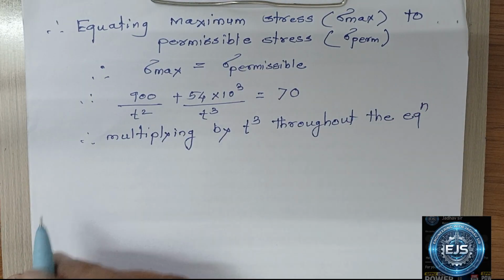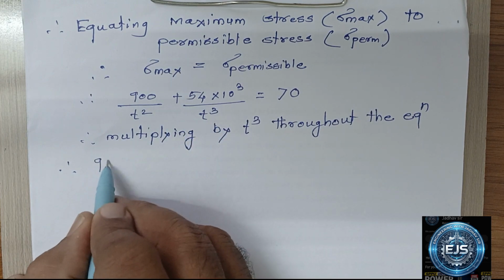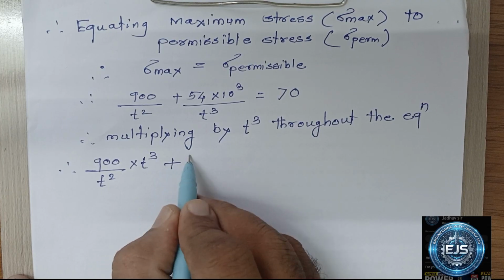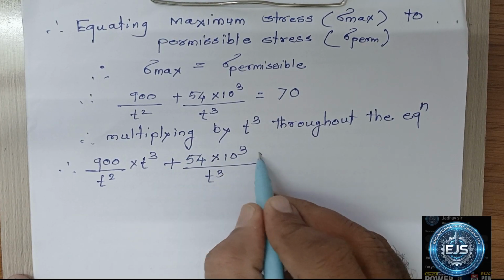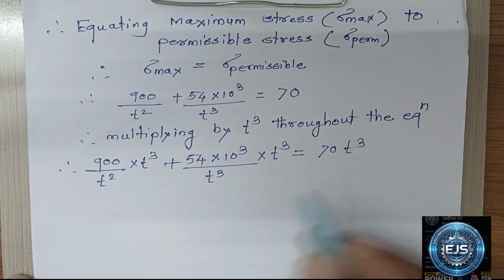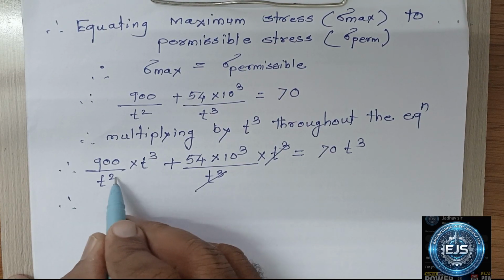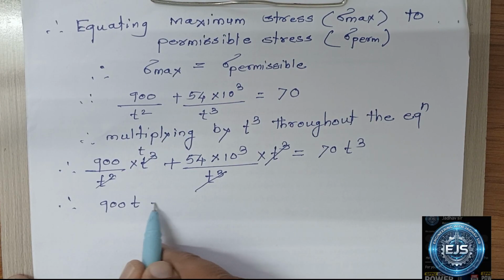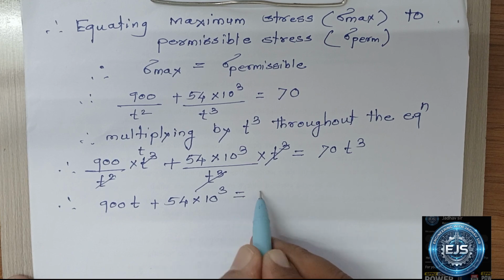So 900 upon t square into t cube plus 54 into 10 raised to 3 divided by t cube multiplied by t cube, and that is equal to 70 into t cube. So here t cube gets cancelled. Here t cube upon t square is t, so here t remained. So 900 t plus 54 into 10 raised to 3, this is a constant term, is equal to 70 t cube.